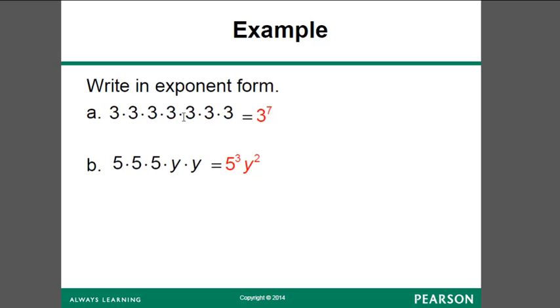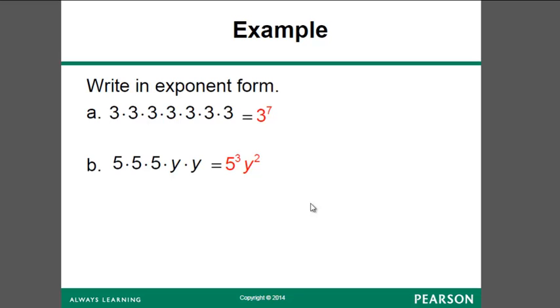Remember, it is my base, whatever I'm multiplying, raised to however many I have of it. On part B, I have 1, 2, 3 5's, and then I have 2 y's. That is why it is 5 raised to the 3rd power times y raised to the 2nd power. Notice I don't have a total of 5 to the 5th power or anything like that. Each one has its own exponent. You do have to be careful of that.